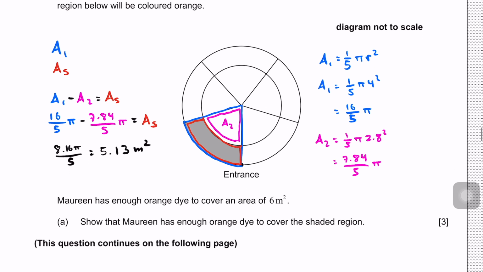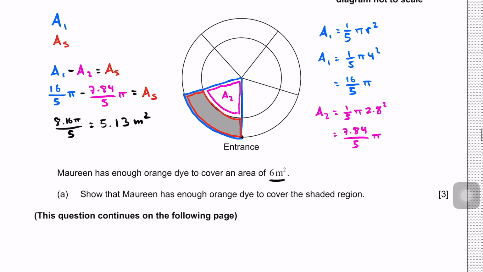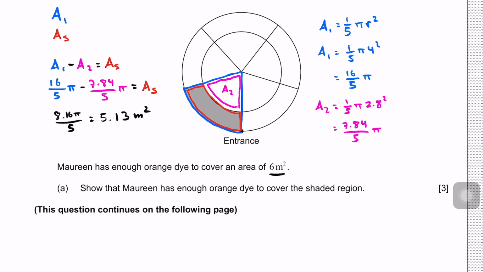So is she going to have enough dye? Yes. She has enough to cover 6 meters squared, and this is only 5.13. Show that Maureen has enough dye to cover the shaded region. Yes, we know that's true because 6 itself is greater than 5.13. All right, I think that should be okay. It's a 3-mark question. What would they be looking for here? Area of sector 1, area of sector 2, and then the answer.